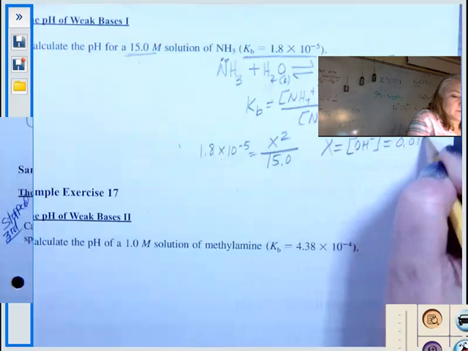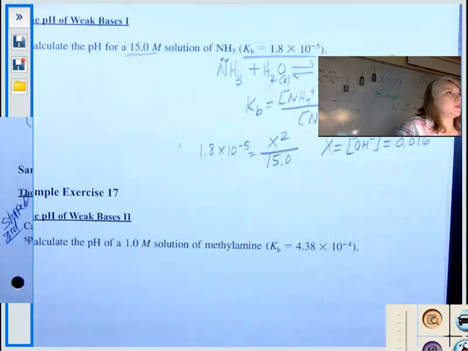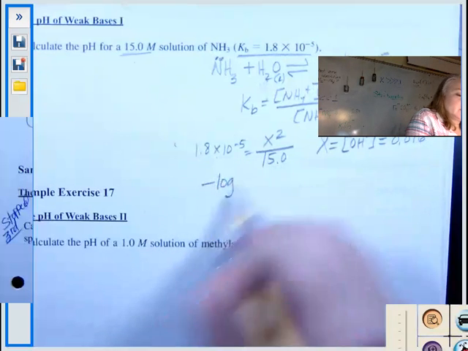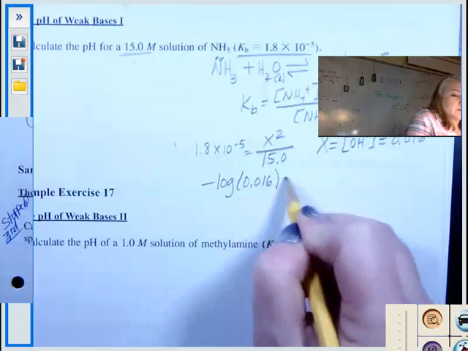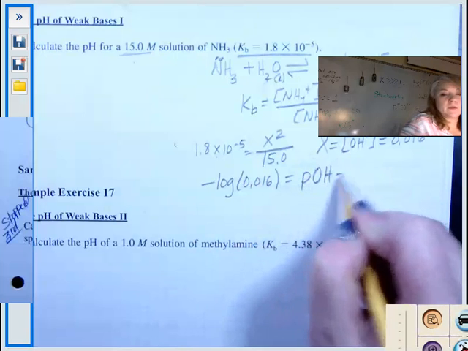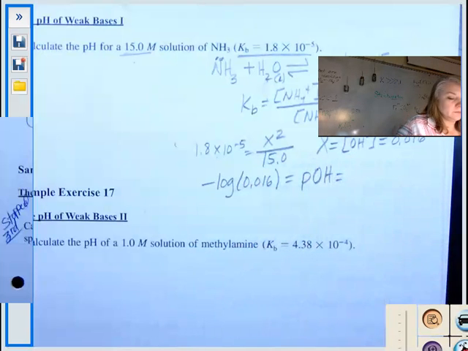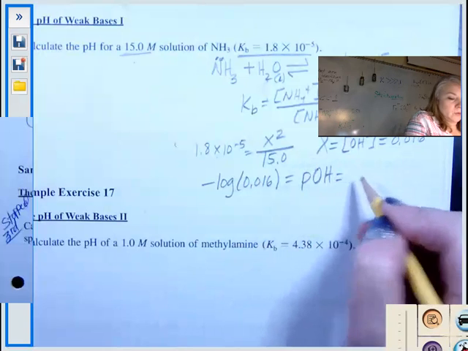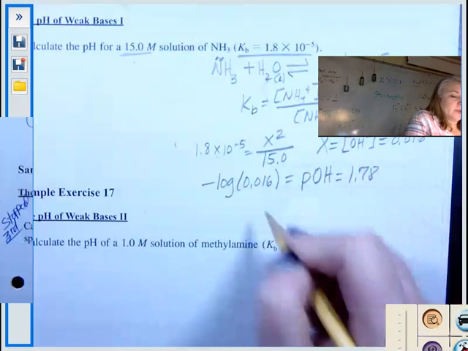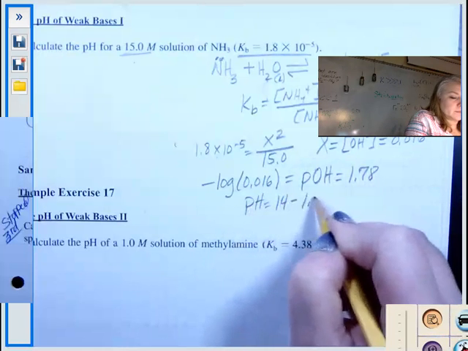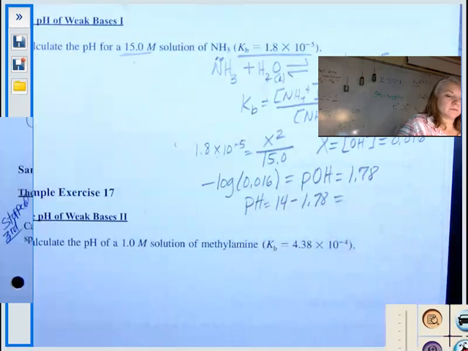Okay, so Alex got 0.016. Let's get confirmation. Okay, we agree with that. Now to find pH, let's take the negative log of this. But that's not going to give us pH, that's going to give us pOH. It's a 1 point something, I have a feeling. 1.78. And then to find our pH, subtract from 14. Well, 12.2.